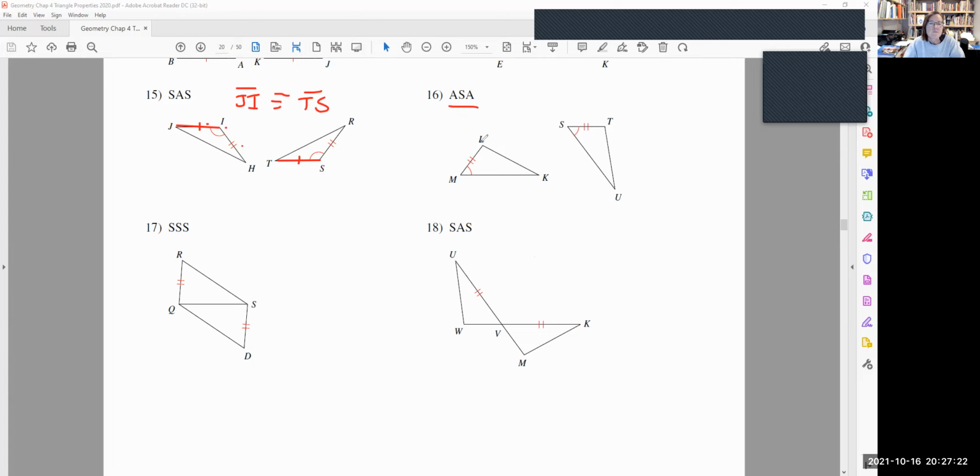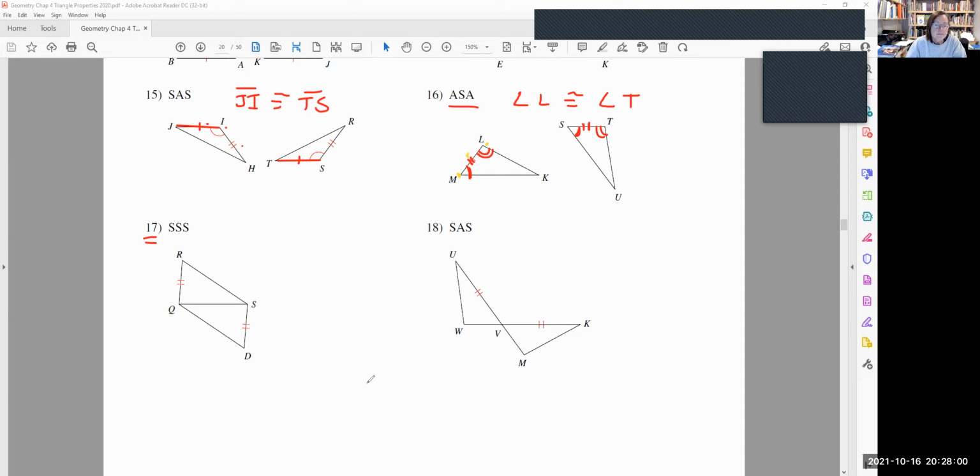Angle, side, angle, okay? I've got an angle here. I've got a side. So the angle has to be right here, okay? Hopefully everybody can see that. So I've got angle, side, angle. And that means I need the corresponding angle over here. So I would need angle L congruent to angle T in order to get my angle side angle.